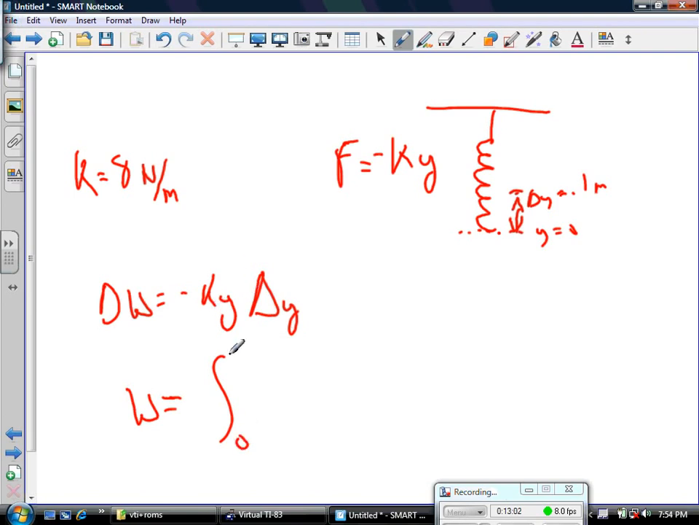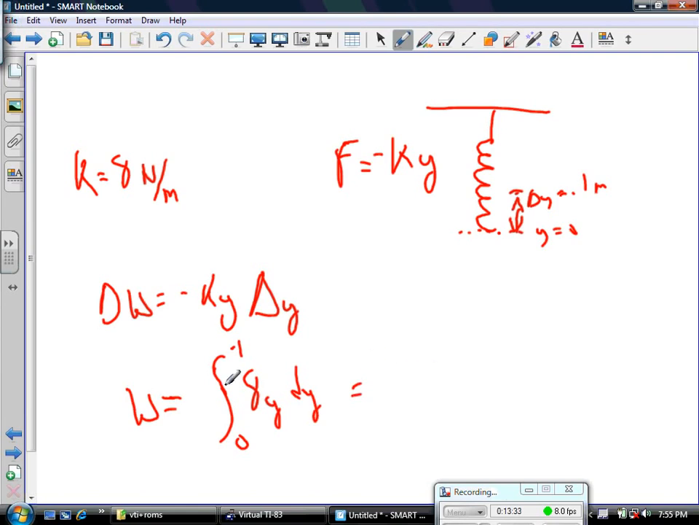y is from 0 to 0.1 they wanted? Okay, fine. And k is 8? Okay. So it's 8y dy. Now the fact that it's negative, that's because it's working against you. But I'm not really worried about whether it's positive or negative. I just want to know how much work I'm doing. So I'm not going to worry about whether it's negative in this case. Just the absolute value.